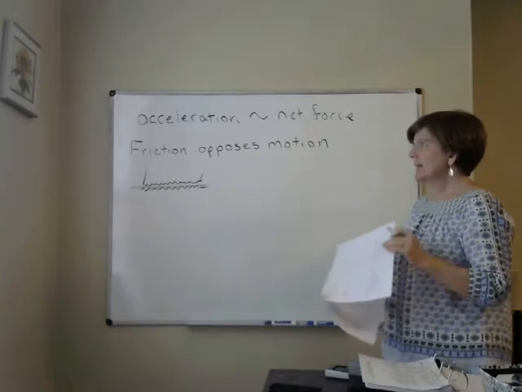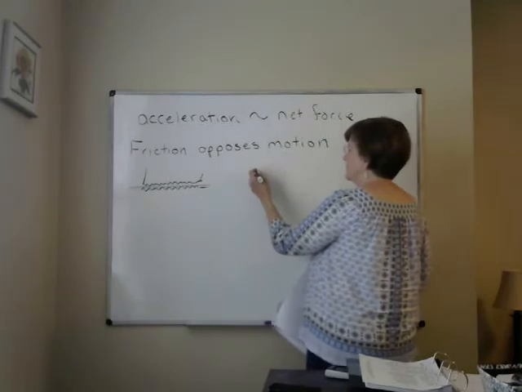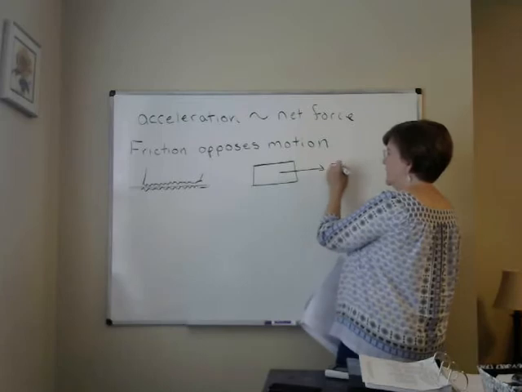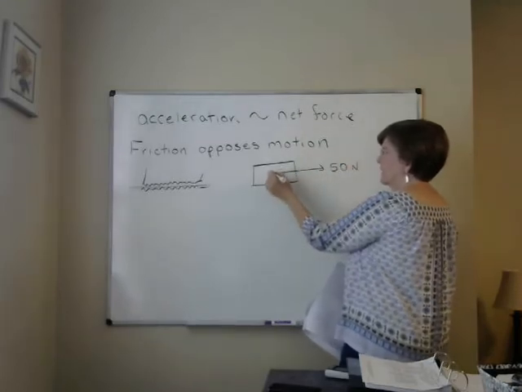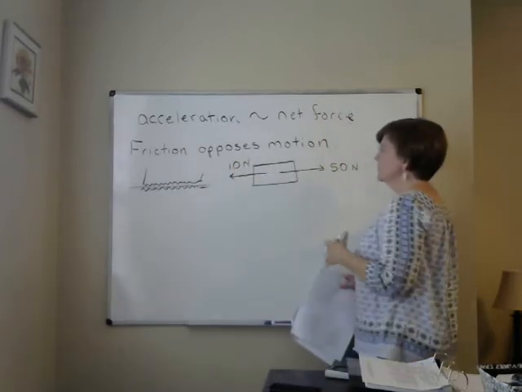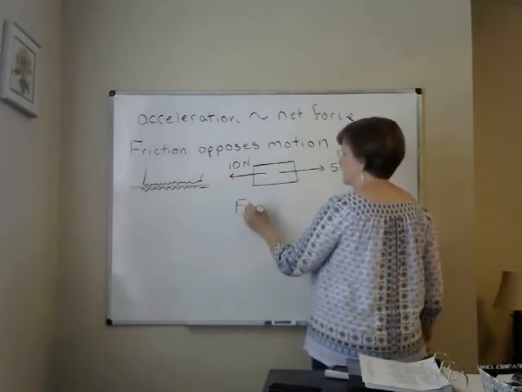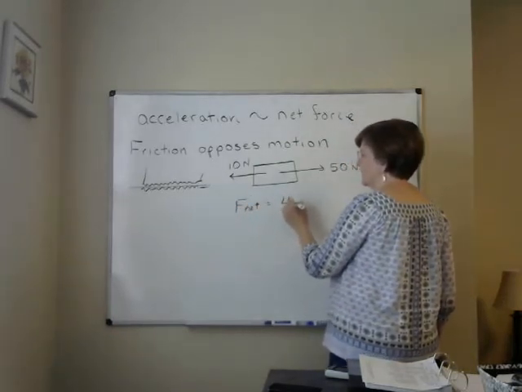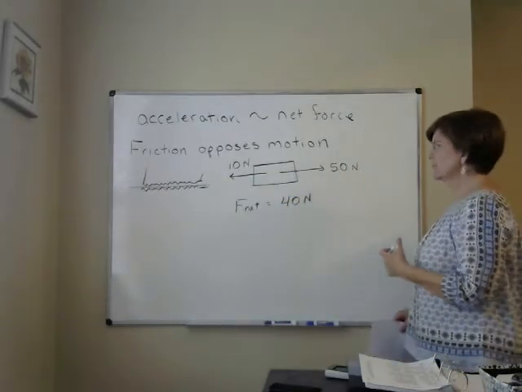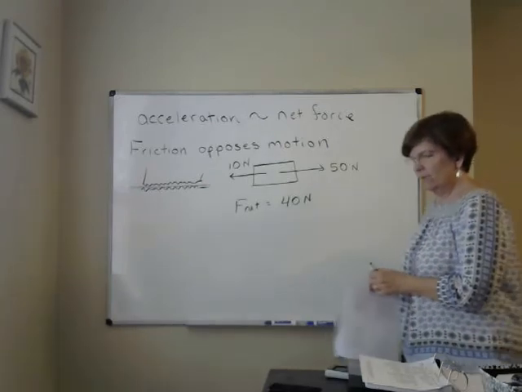Usually what's going to happen is friction's going to reduce your net force. So if you're pushing this way with 50 newtons, but friction is pushing this way with 10 newtons, what you're going to see when you do your net force is that net force is only going to be 40 newtons. They're not working together, friction's working against you. So friction usually will reduce the overall amount of net force.